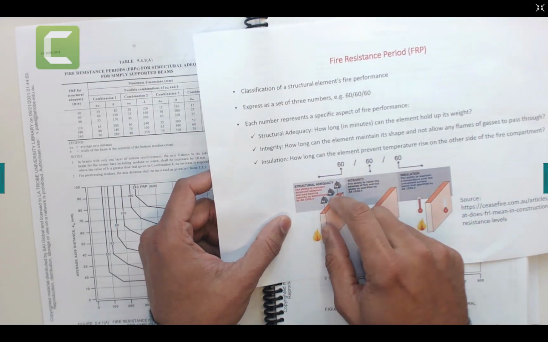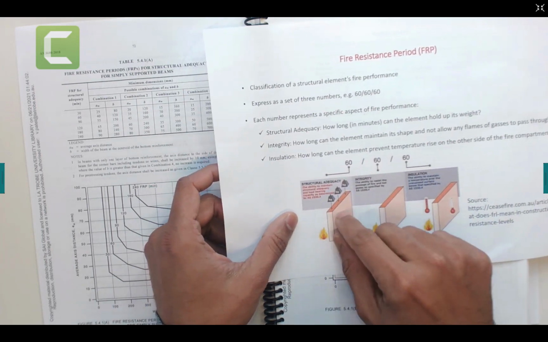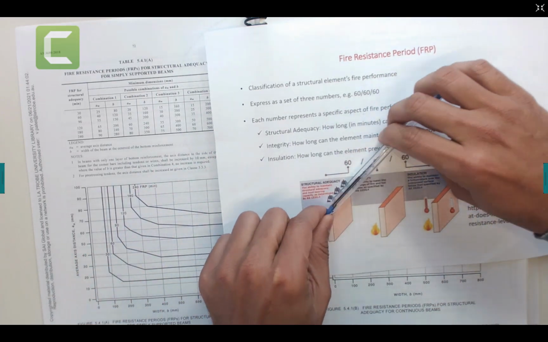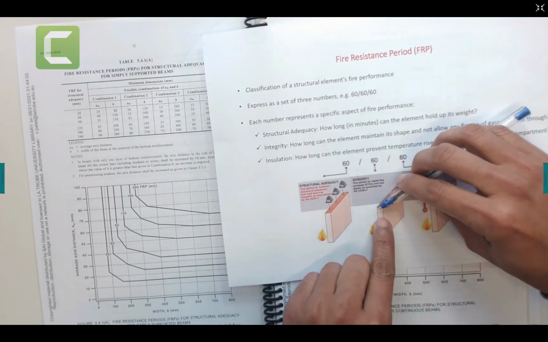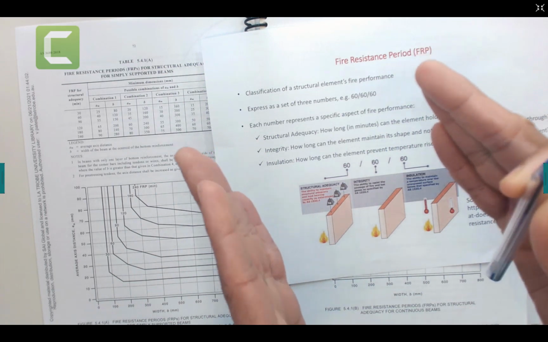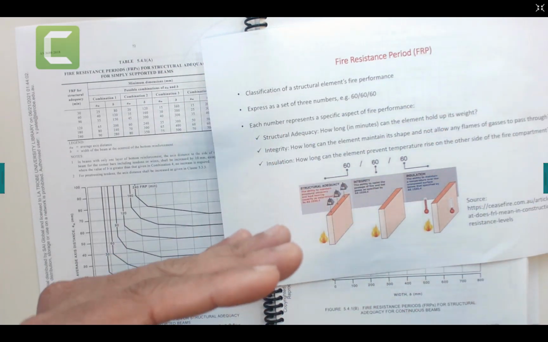But for a beam, you just need to do the structural adequacy. You don't need to do the integrity and insulation. For example, let's say there is a small beam sitting on top of a wall. Now this beam cannot provide integrity. You can imagine that this beam is a tiny member. It's not like a wall that provides the complete partition between the two compartments.